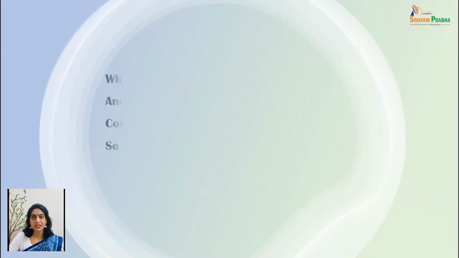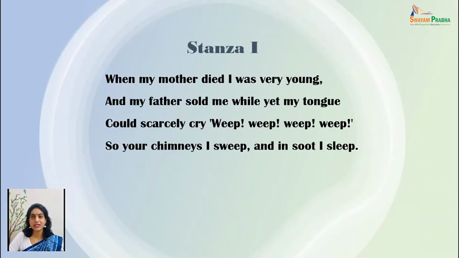The first stanza of the poem reads as, "When my mother died, I was very young, and my father sold me while yet my tongue could scarcely cry, 'Weep, weep, weep, weep. So your chimneys I sweep, and in soot I sleep."